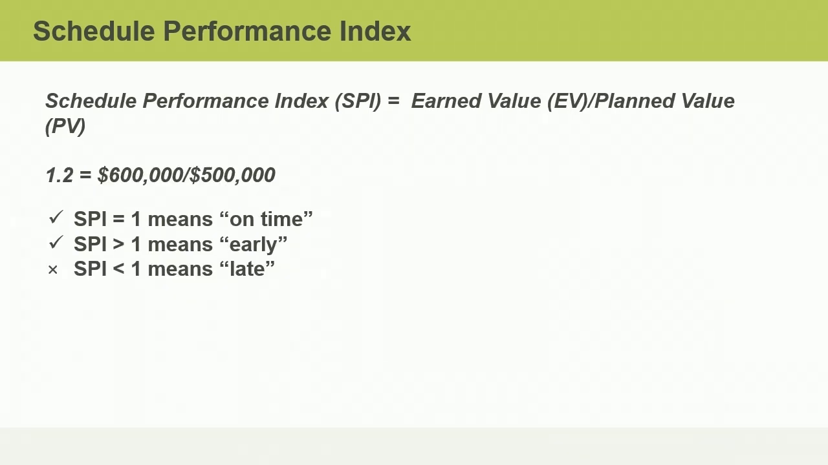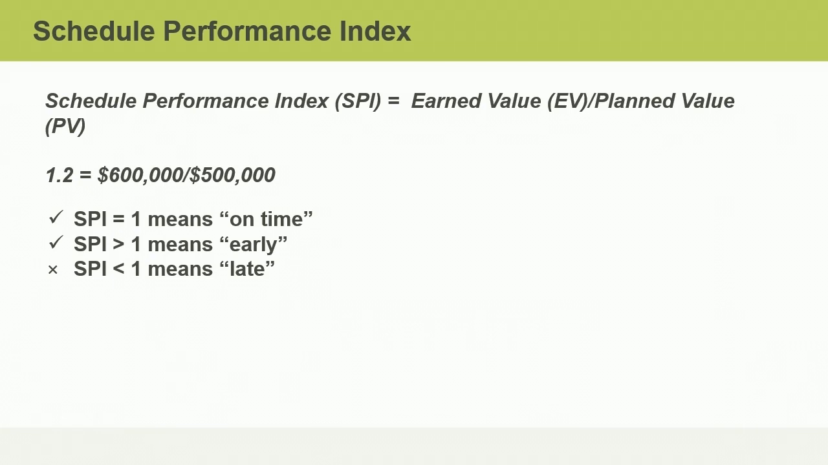If you said that the SPI is 1.2, you are correct. What does this mean for our schedule? We know that we are ahead of schedule, or early, because the SPI is greater than 1. But just how early are we? An SPI of 1.2 indicates that we are running 20% ahead of schedule.